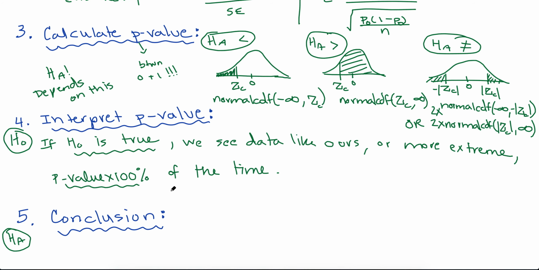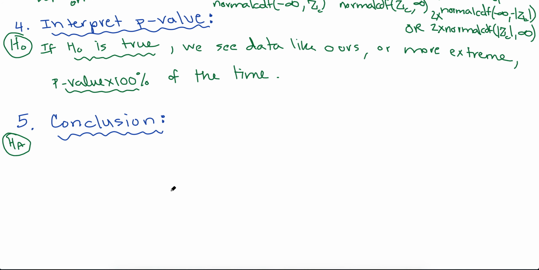Okay. Then the last part, our conclusion, is going back full circle and should be in terms of HA, your research question. So our conclusion depends on our p-value and what we just said here. So if the null is true and we have really low chances of seeing our data, that probably means the null is not true and instead our research question is. Let me say that again. If the null is true and we have really low chances, we get a really small p-value of seeing our evidence, the evidence doesn't support the null. The null is probably not true and we have good evidence for our research question or HA.